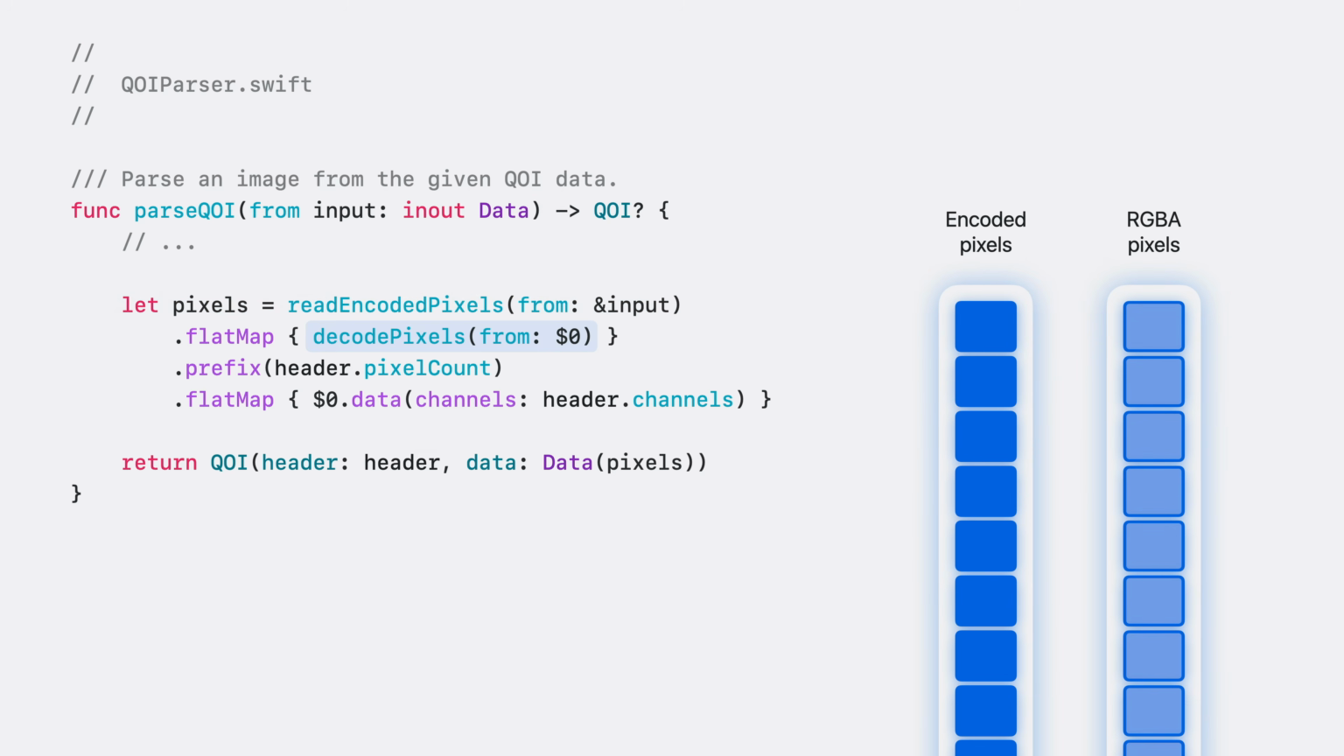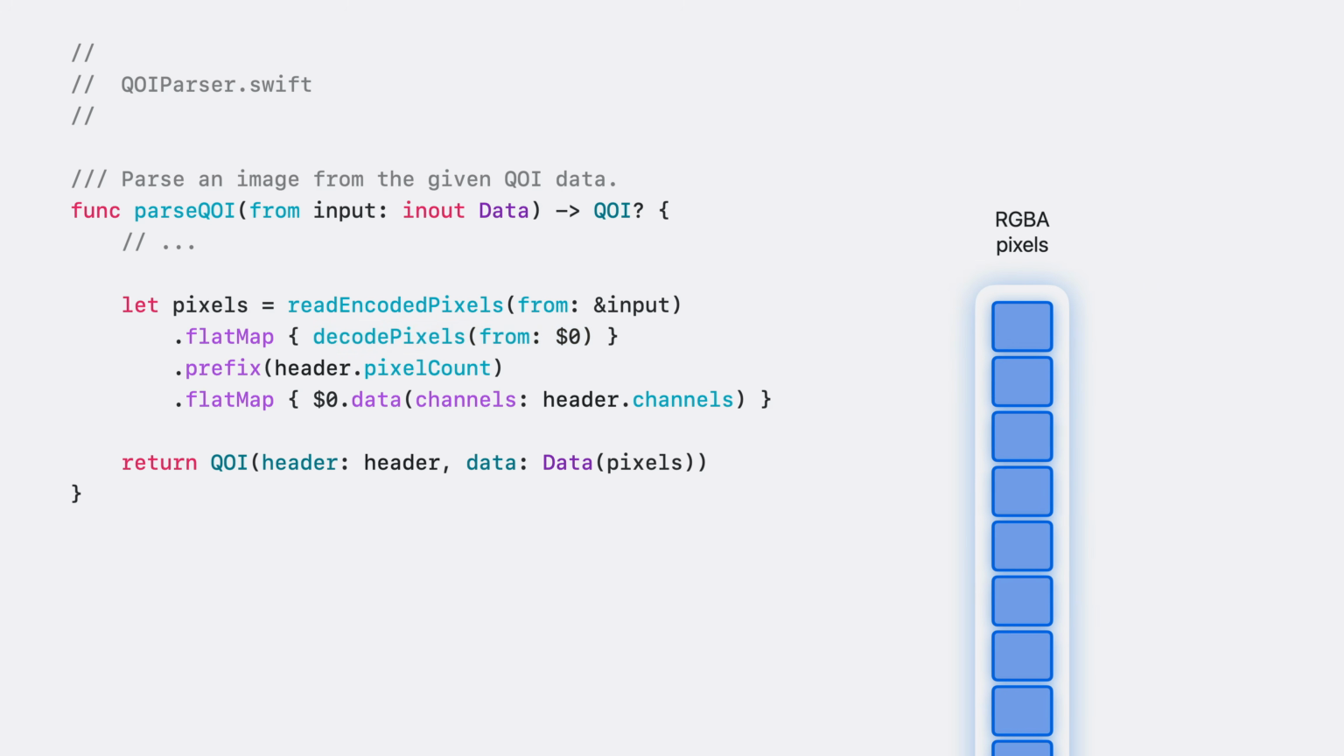Next, decode pixels is called for each encoded pixel to produce one or more RGBA pixels. Most encodings just turn into a single pixel, but there's one encoding that says we need to repeat the previous pixel a certain number of times. To support that, decode pixels always returns an array. Each one of those arrays needs to be allocated.